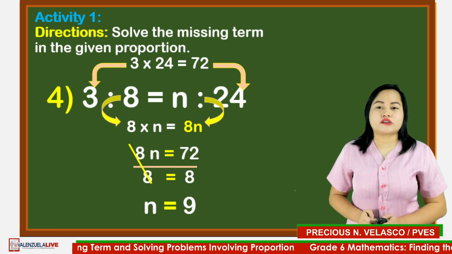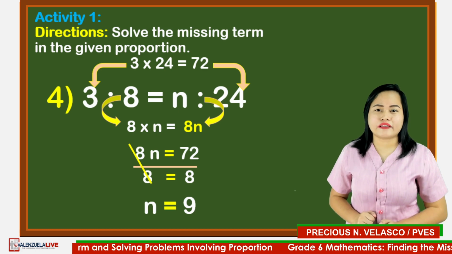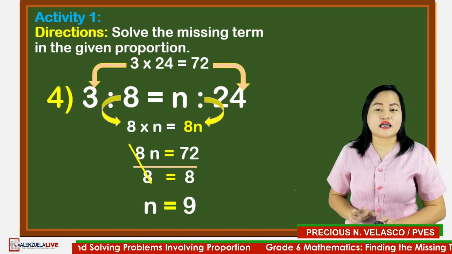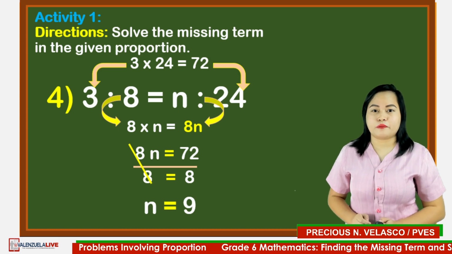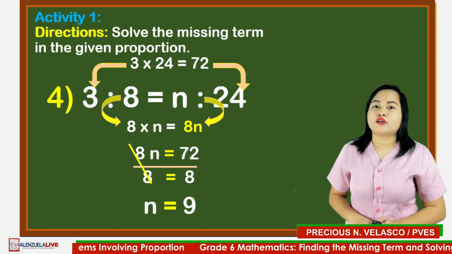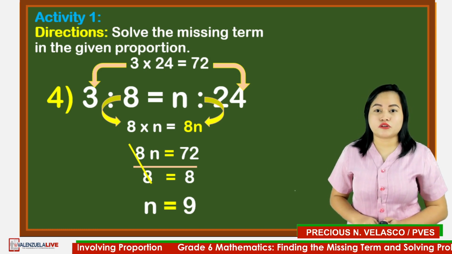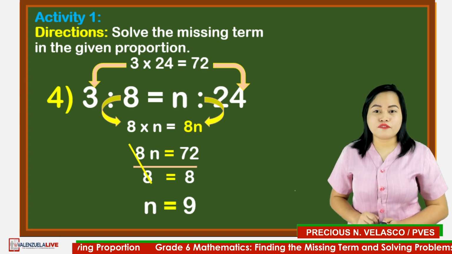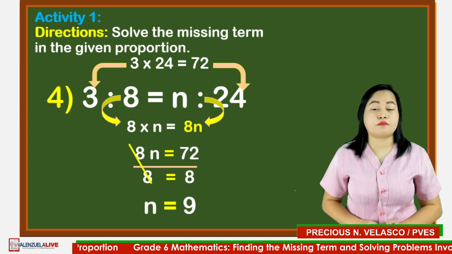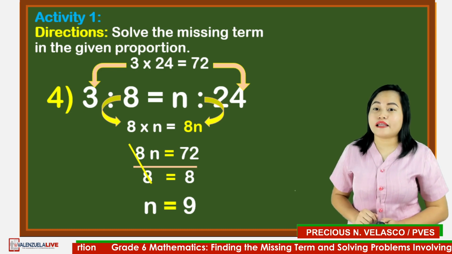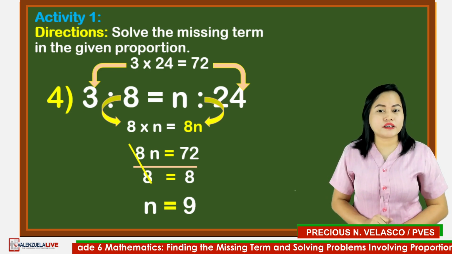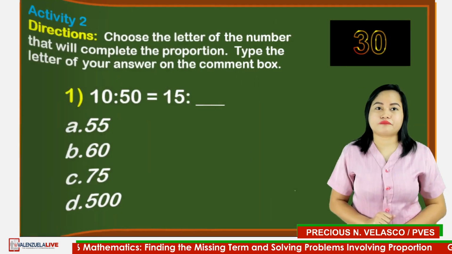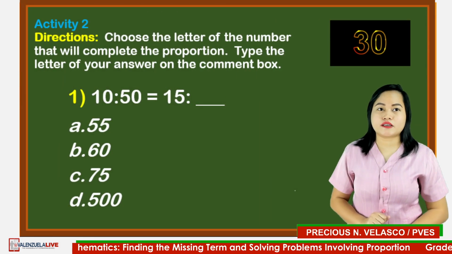Very good. So I think you're ready for activity number 2. Please prepare your pen and paper to solve the following. You will be given 30 seconds to choose the letter of the number that will complete the proportion. Type the letter of your answer on the comment box below. So here's number 1. Your timer starts now.